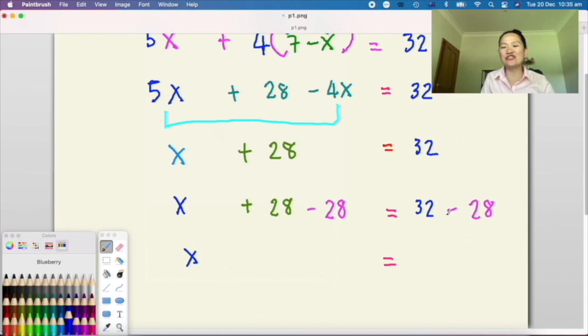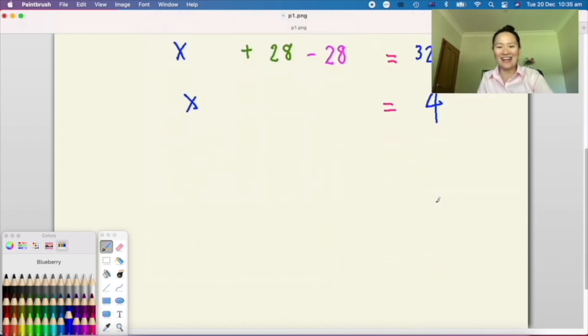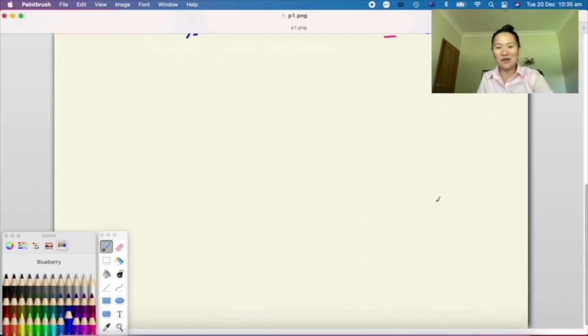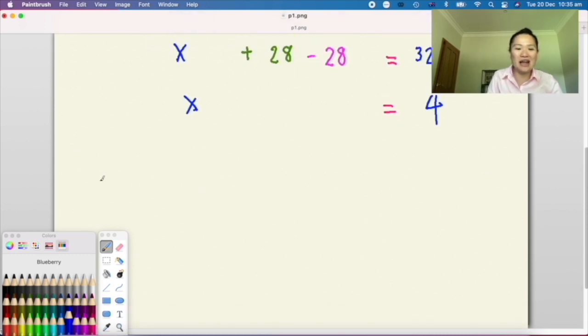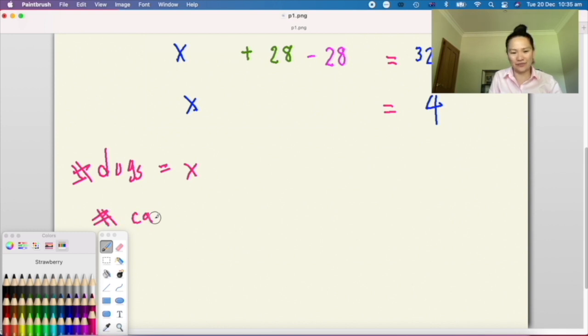Now we have x equal 4. Oh my goodness. What does this mean? So that means you know the number of dogs already, yeah? Again, number of dogs equal x. Number of cats equal 7 minus x. You know the number of dogs already. Now you want to find out the number of cats.